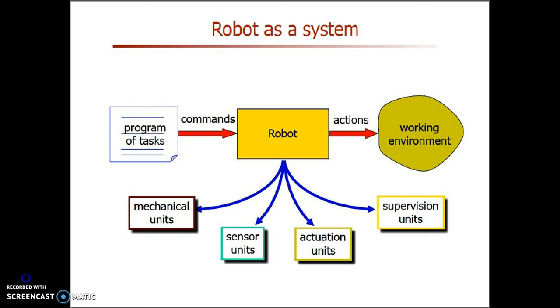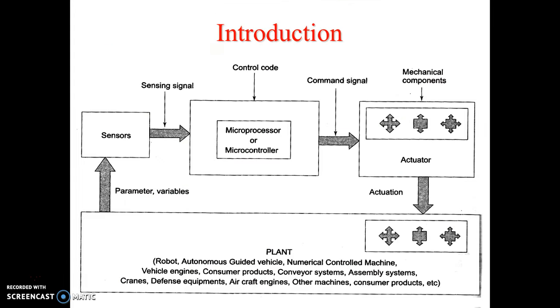A robot is a mechanical or virtual agent, usually an electromechanical machine that is guided by a computer program or electronic circuitry. The computer program is input to the robot or embedded in a controller, which produces the actions in a working environment. The robot is made of four basic units: mechanical unit, sensor unit, actuation unit, and supervision unit. Actuators are used to produce mechanical movement in a robot.